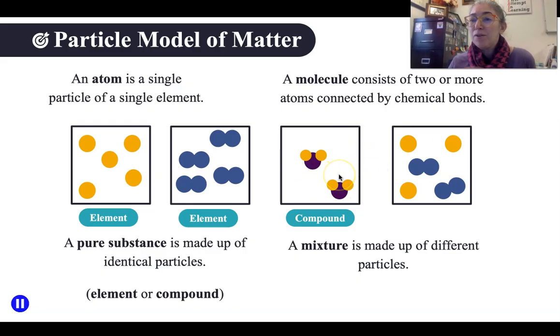Compounds are still pure substances because all of the particles in this box are identical. So any box where you picture identical particles, elements or pure compounds, we call those pure substances. But if we have a mixture of elements or a mixture of compounds together in a single container or box, that's a mixture.